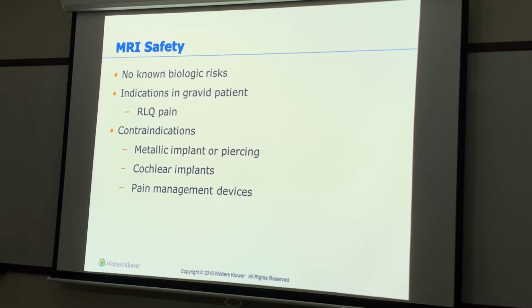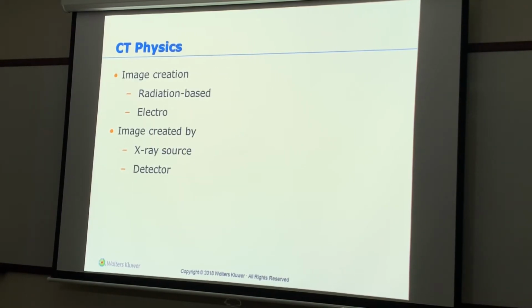Because we can see appendicitis on ultrasound. But it's one of the harder exams we do. And if you don't have the experience, you're going to miss it. Because it's very operator dependent. CT. CT is radiation based. It gets its radiation from electrons, where MRI is photons.